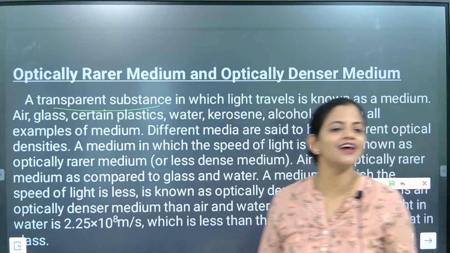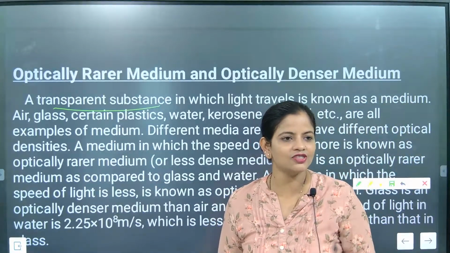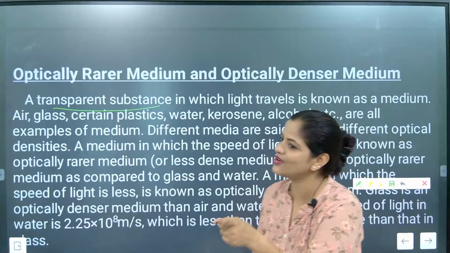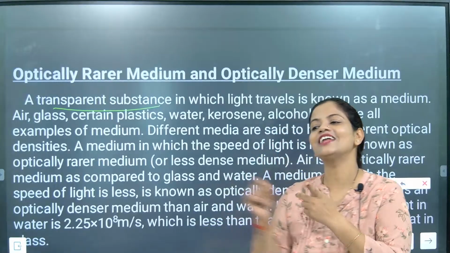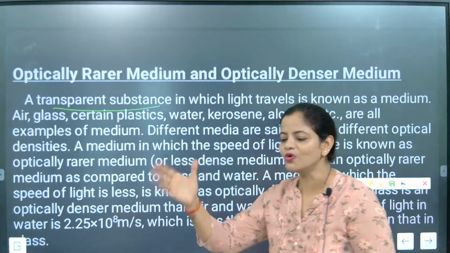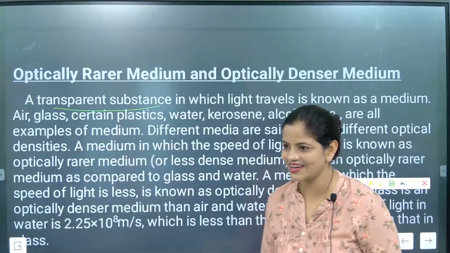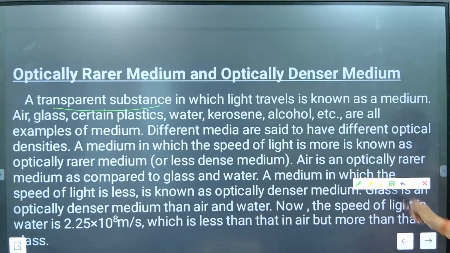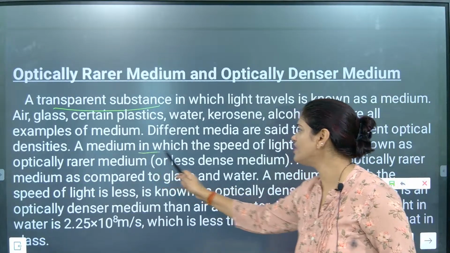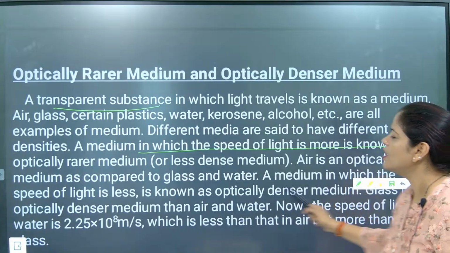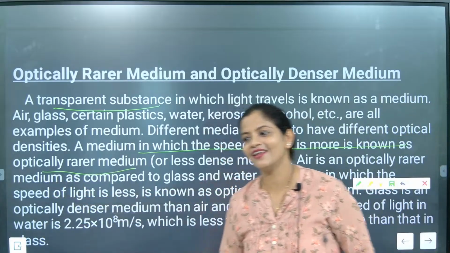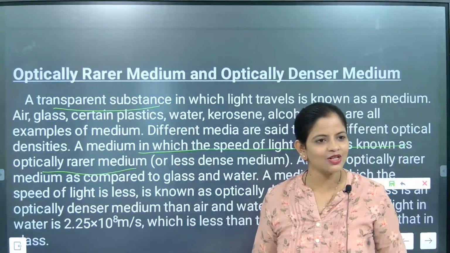Optical densities are the reason behind it. Understood? Different substances will have different optical density. It has to be transparent. What the book taught before, we already know. So now what does that mean, beta? A medium in which the speed of light is more is known as optically rarer. This also we know.